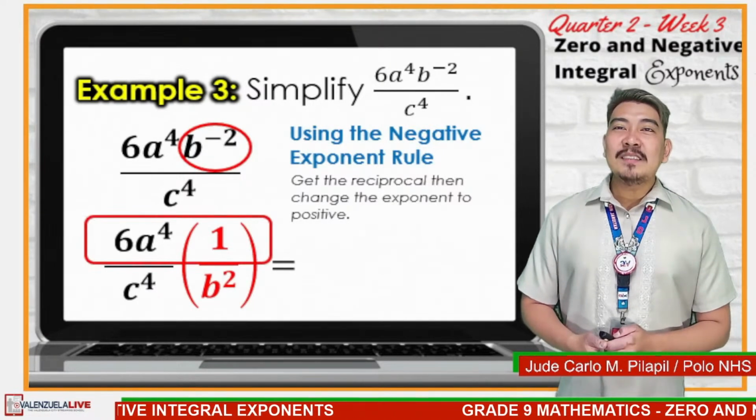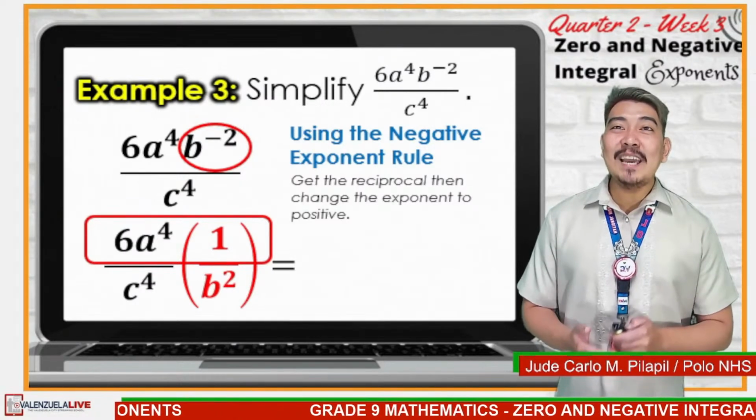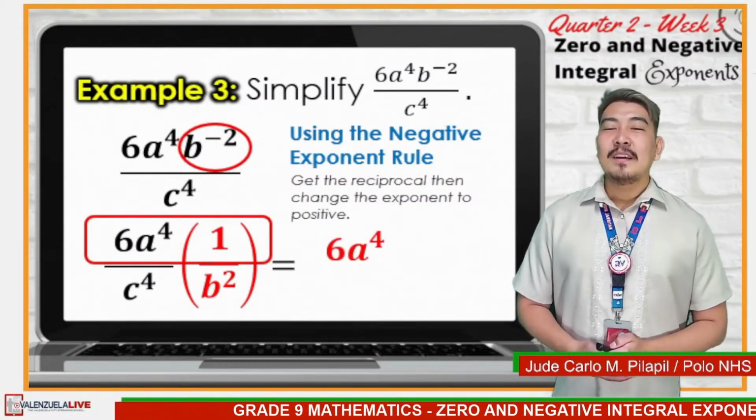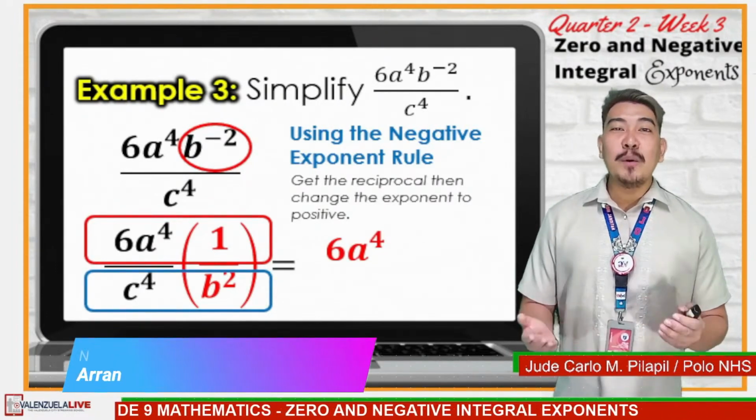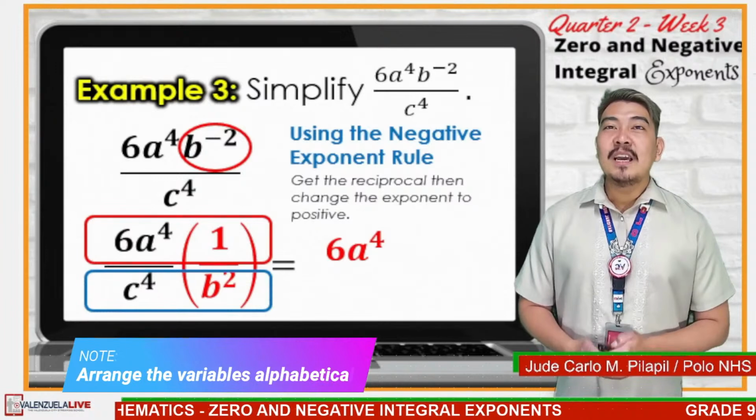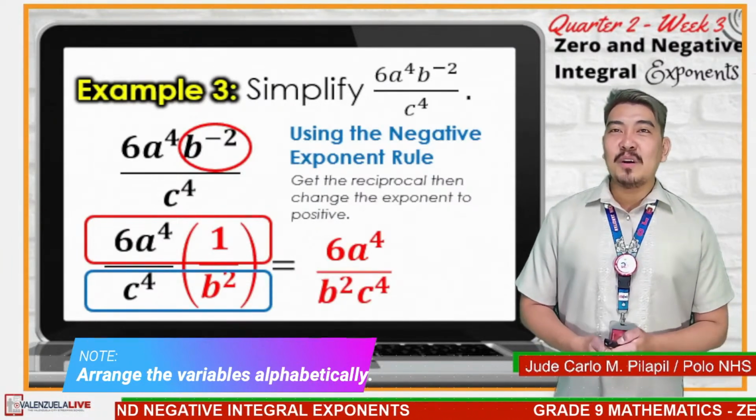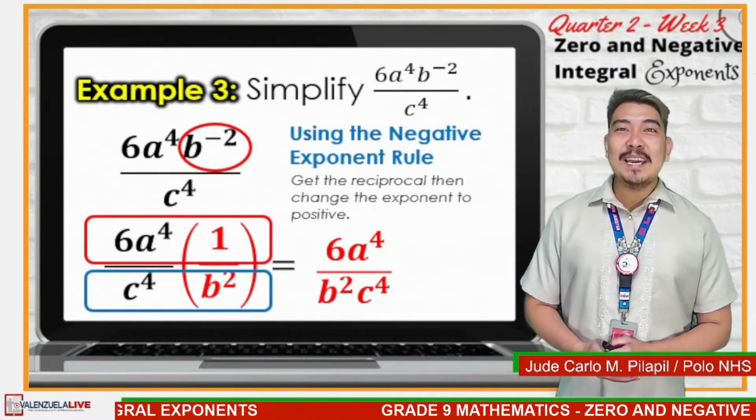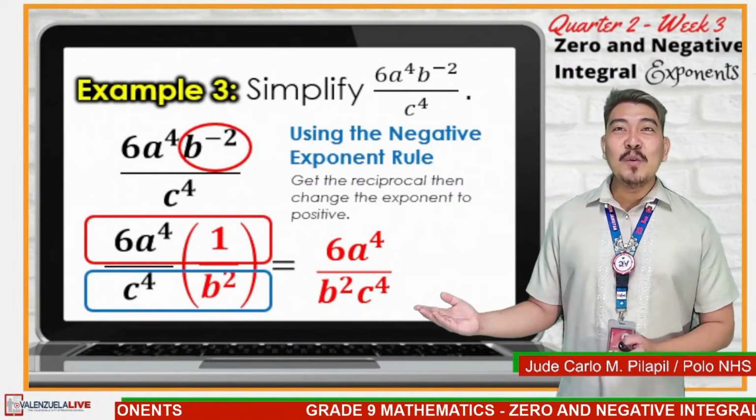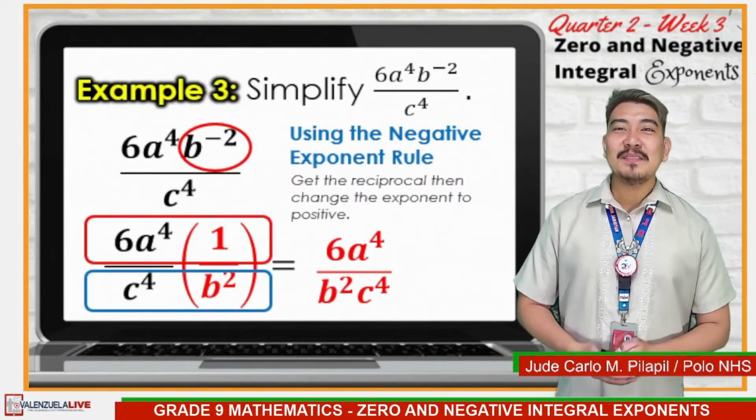Simplifying, 6a raised to 4 times 1 is just 6a raised to 4. And then, for the denominators, c raised to 4 times b squared, if we are going to multiply them, it will result to b squared c raised to 4. Thus, the final answer to our given expression is 6a raised to 4 over b squared c raised to 4.